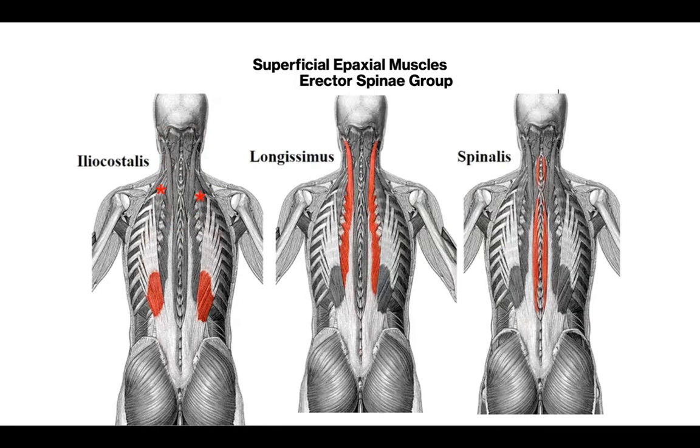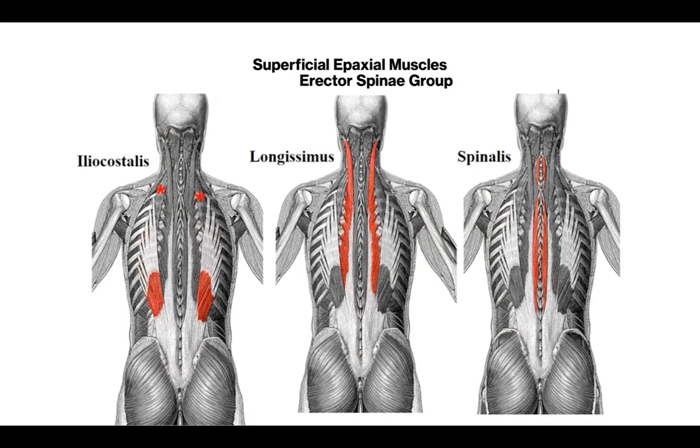All right. So let's move on to that subgroup of the superficial epaxial muscles. We have three in this subgroup, right? These are the erector spinae group. They're still considered superficial epaxial muscles. So we have the iliocostalis, the longissimus, and the spinalis. Cool thing about these is that iliocostalis is most lateral, longissimus is intermediate, and then spinalis is most medial. Okay, so it's working its way towards the medial portion of the body.